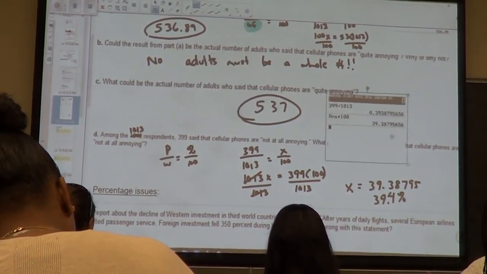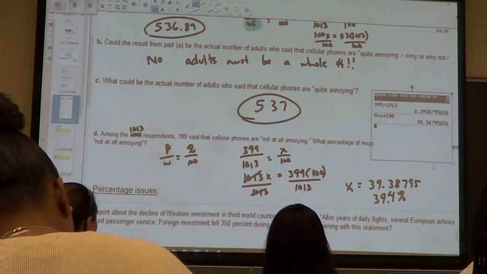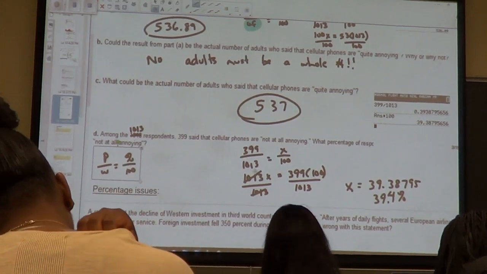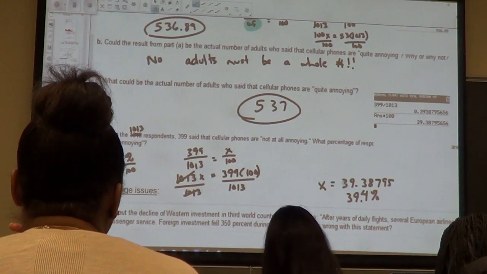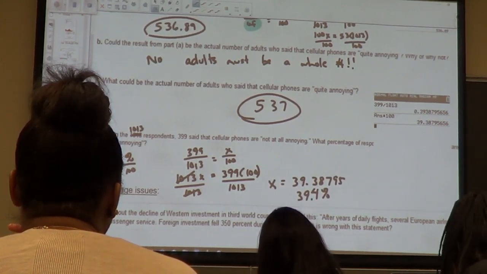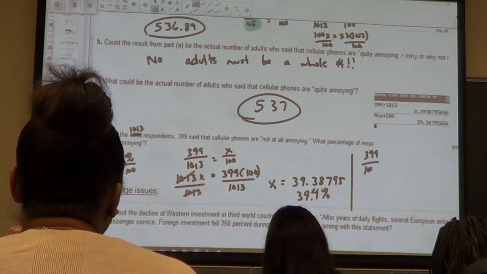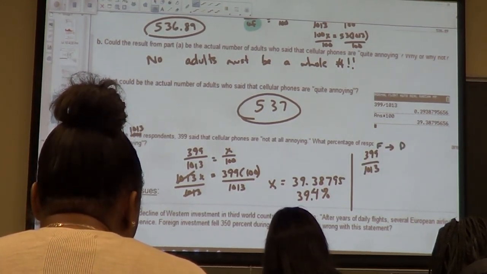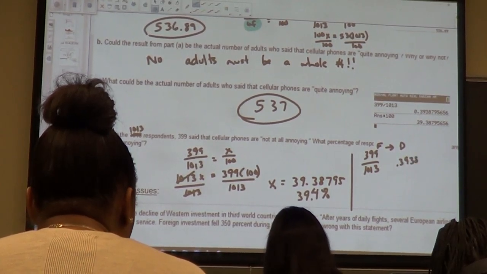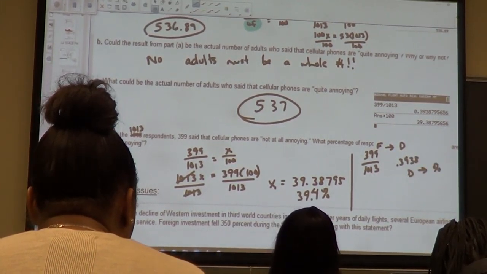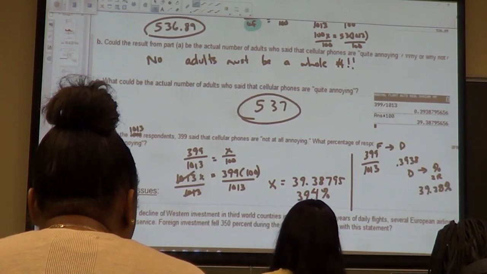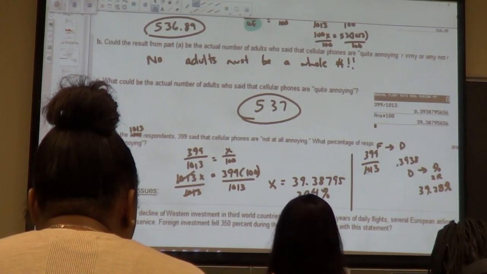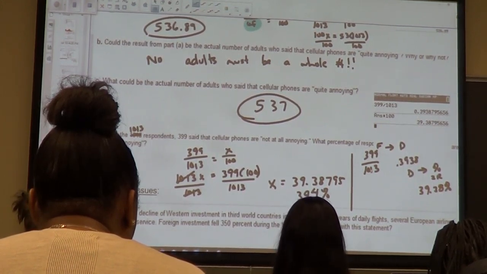We good? Questions? 399/1013 is the fraction. To turn it into the decimal would be 0.3938. And to take that decimal and turn it into a percent, we move the decimal point to the right, which would be 39.38%. And then rounded would be 39.4. Don't care which way you do it, it always works.